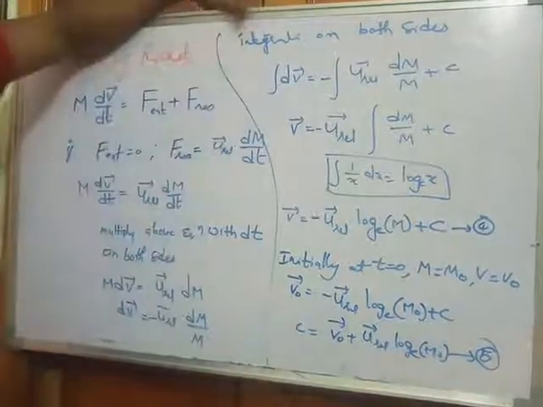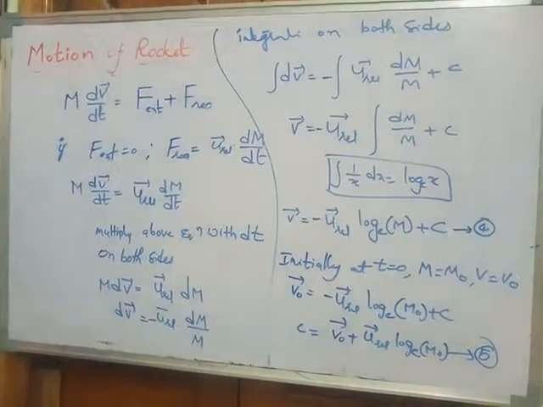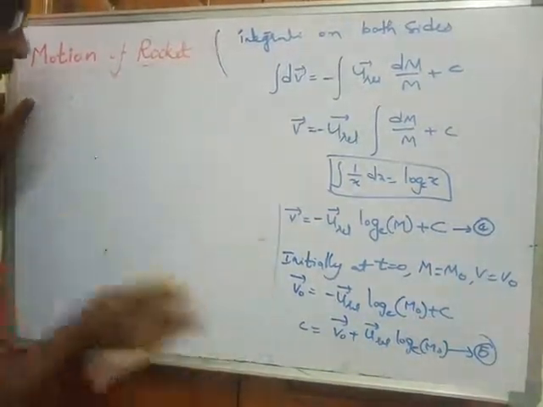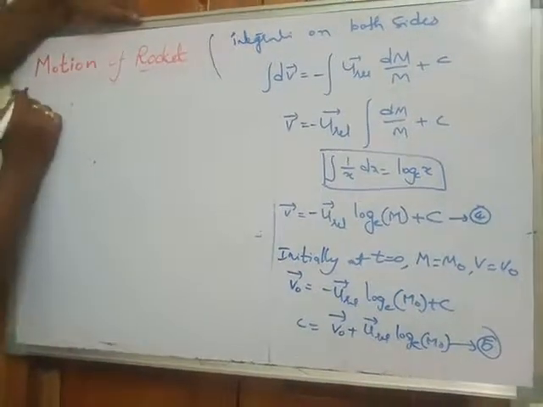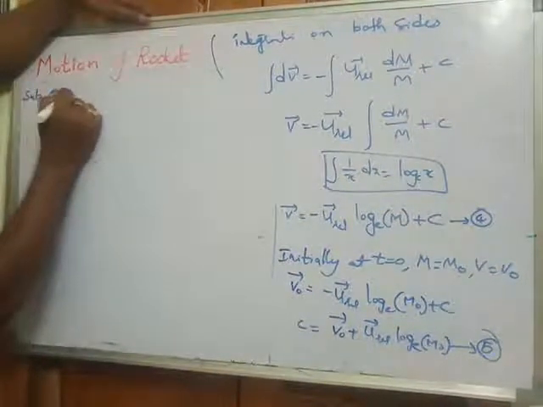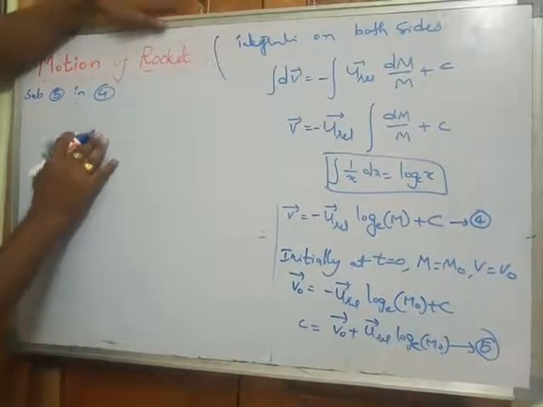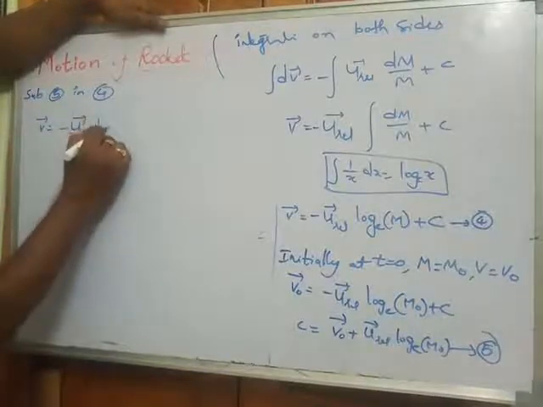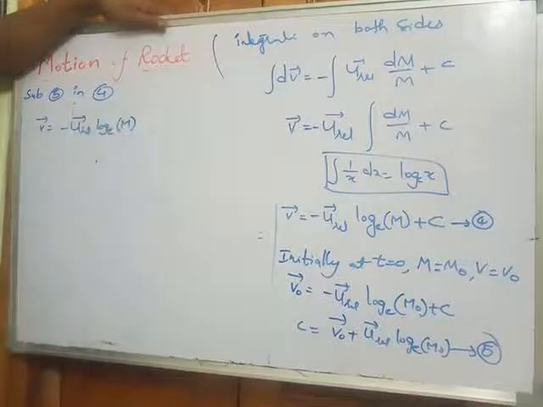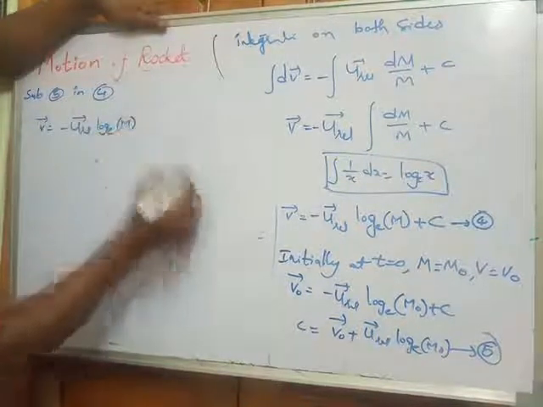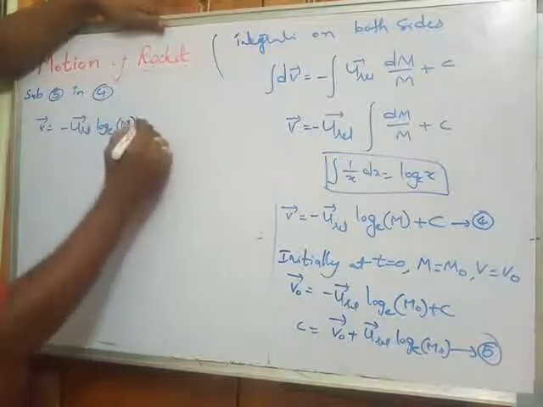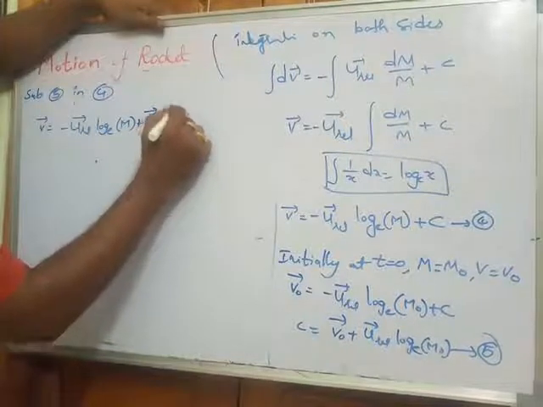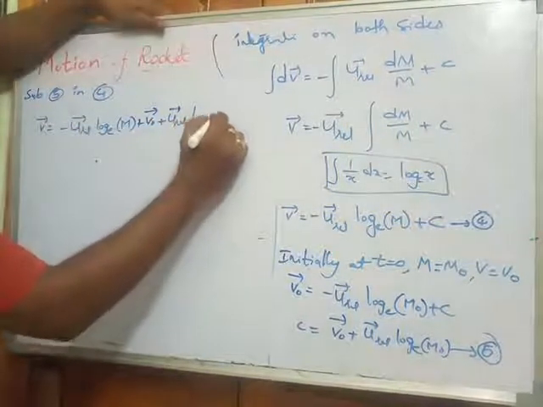Assume this is equation 5. Now substitute 5 in 4. So what do we get there? v bar is equal to minus relative velocity into log e m, and plus, substituting equation 5, instead of c we write v naught bar plus u relative velocity into log e m naught.